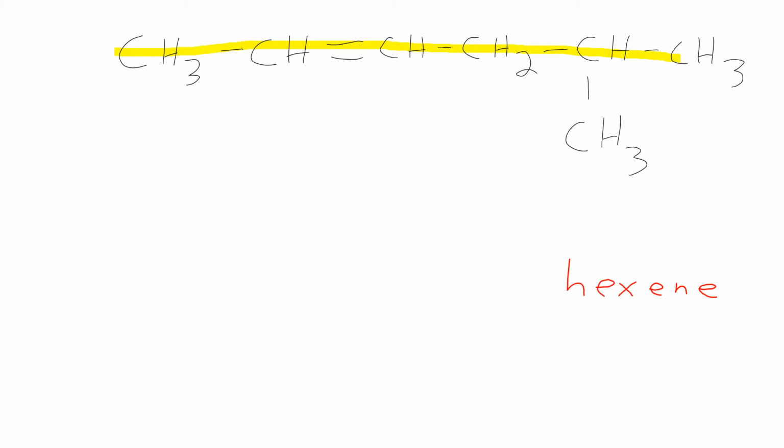You'll notice that we also have a branch. If I circle the branch here in green, what's happening with that branch? Well, it's a single carbon branch. We recognize a single carbon branch as a methyl branch.